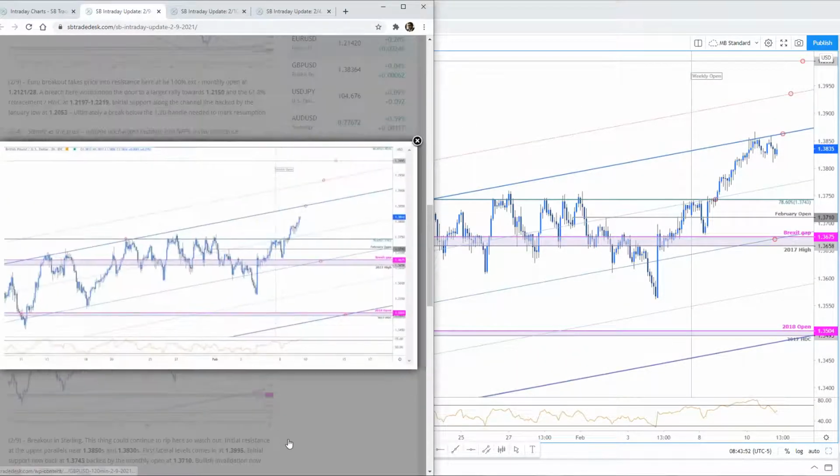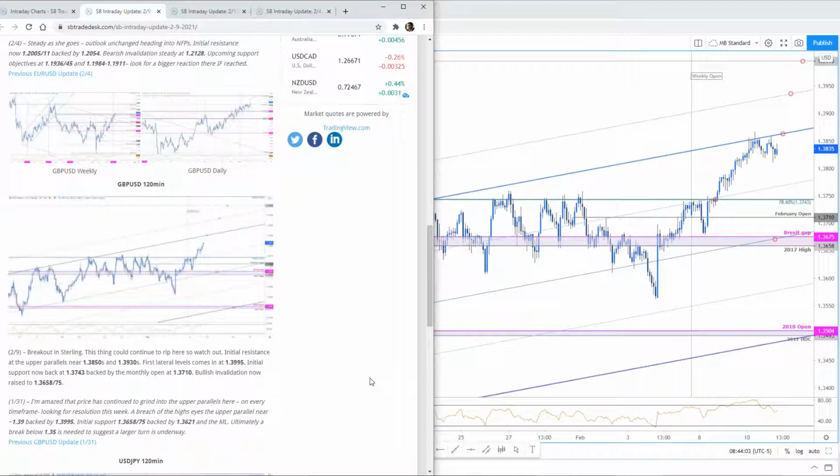And this is what the setup looked like on the 9th. All we've done is rally into that slope, and we're holding this slope right now. Uptrend resistance on sterling. All right, last but not least from this update on the 9th is dollar yen.